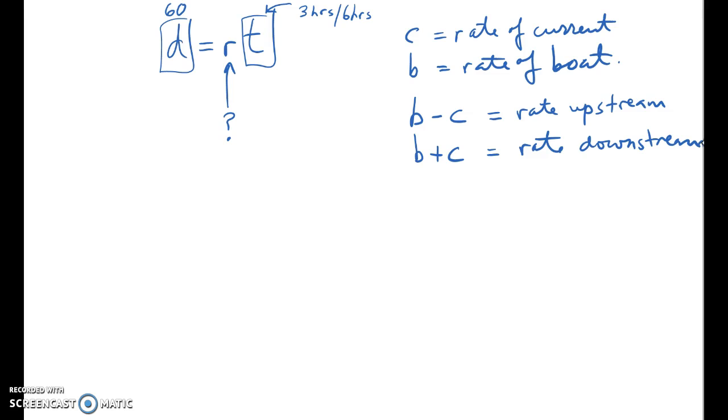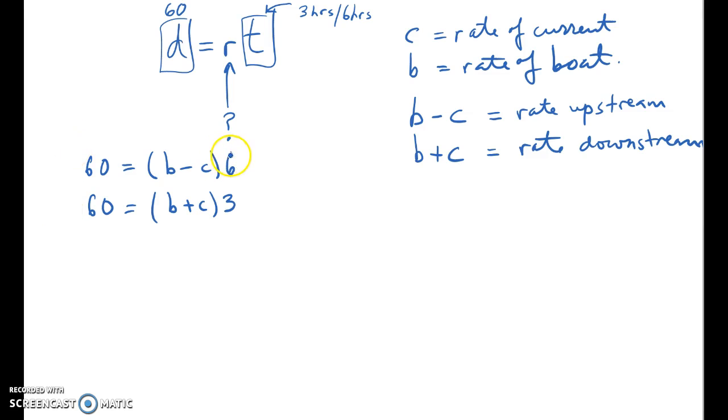So using that, excuse me, this is what we know. If the rate is upstream, it's 60 equals the rate is B minus C times the time, which if it's going upstream, it's going slower, and it took 6 hours. And then we have, if it's going downstream, it's going faster, so it's the speed of the boat plus the speed of the current times the time, which was 3 hours. So this is our setup. This is our system of equations.